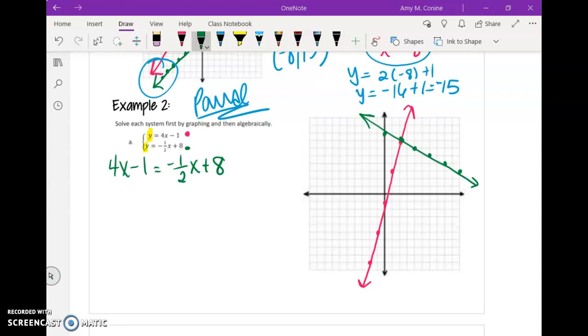So example 2, I want you to pause and do the whole thing on your own. You're probably sitting there wondering what you're supposed to do at this point now that you have your graph and your potential solution right here.